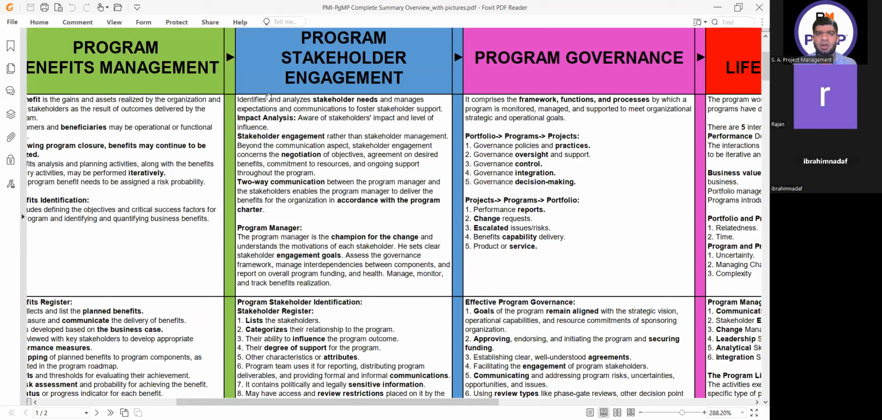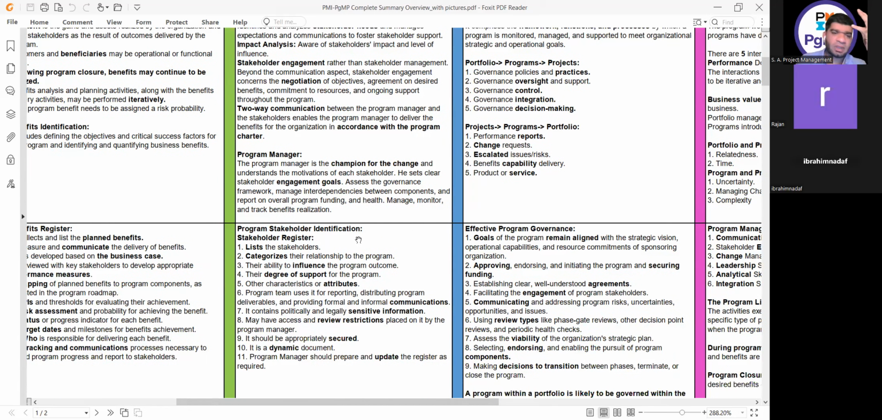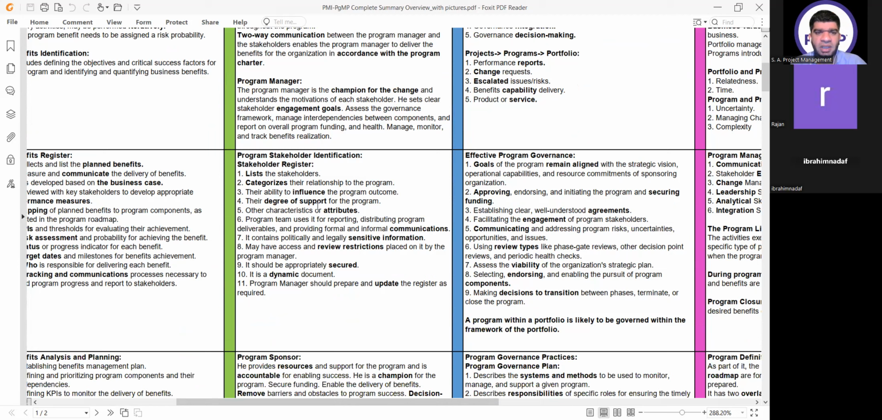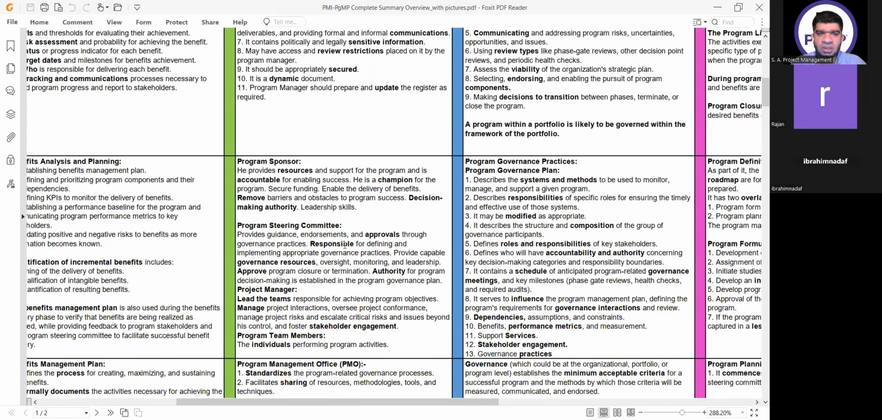Then we have program stakeholder engagement. Again, the first step is to identify the stakeholders. It will go into the stakeholder register, and this is applicable at any phase of the program. Whenever a stakeholder is identified, it has to go to the stakeholder register, in which we will have the list of stakeholders, their relationship to the program, ability to influence the program outcome, degree of support, and attributes. It is a sensitive document, so it's not a public document. This we have to keep in mind.